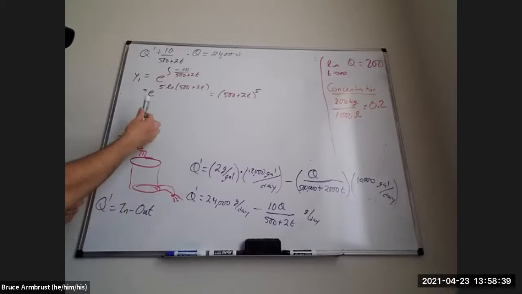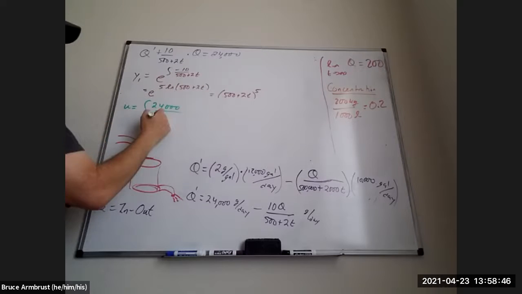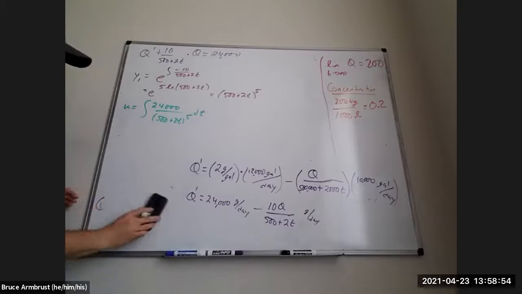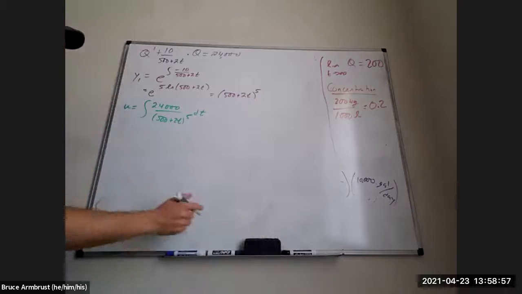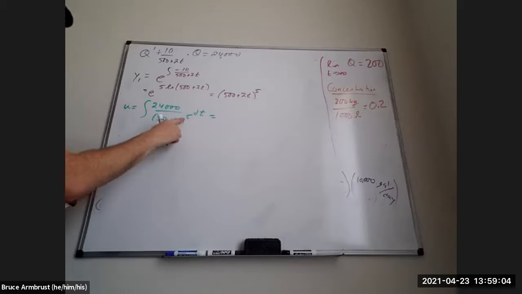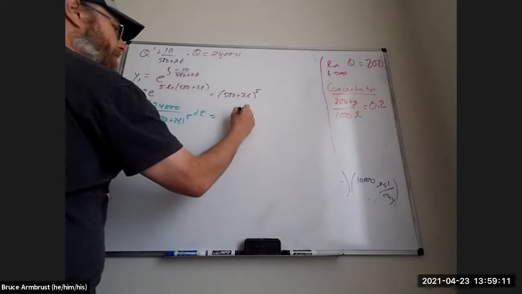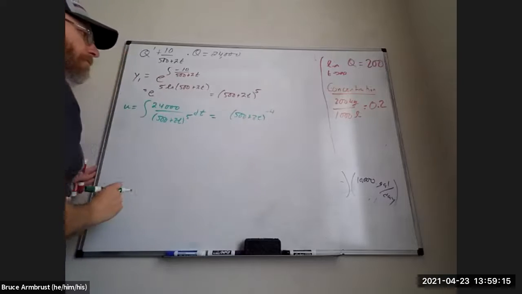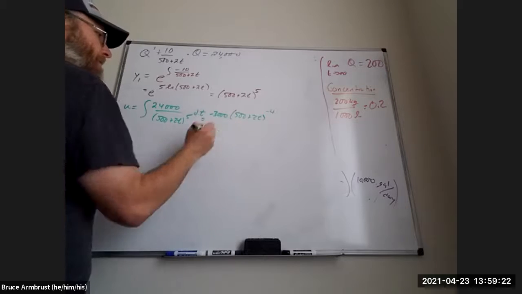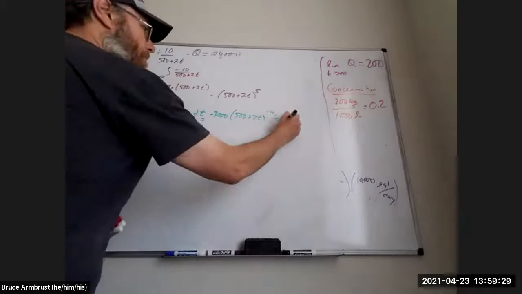All right, so now let's get our u. So u is going to be the integral of 24,000 over this. All right, well, that's a nice simple power rule kind of thing. Think of this as to the minus 5. So we can integrate that. We're going to get 500 plus 2t to the minus 4, and I believe that's a minus 3,000 times that. And again, plus c.